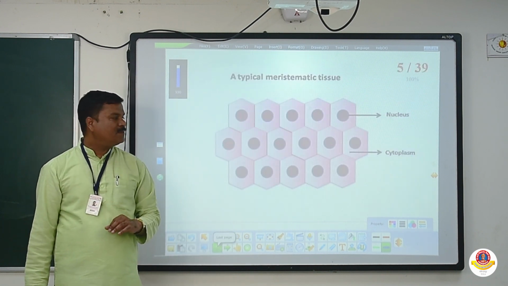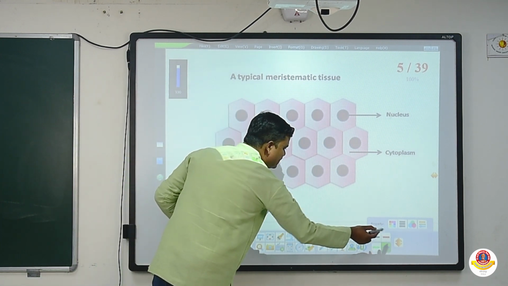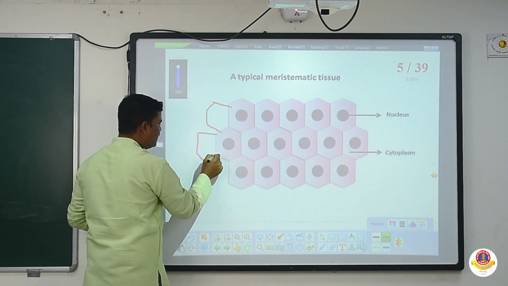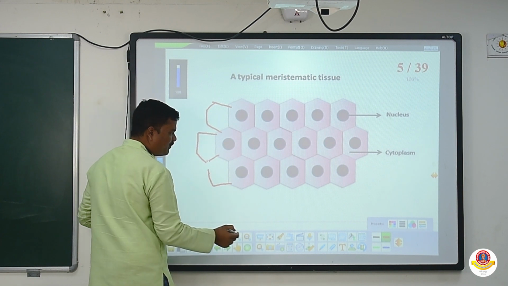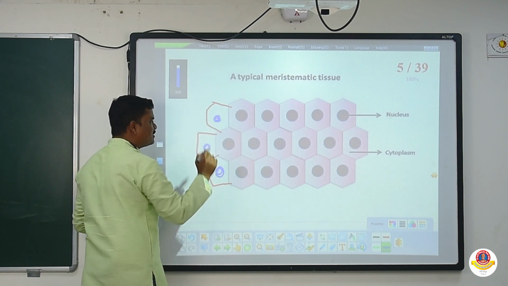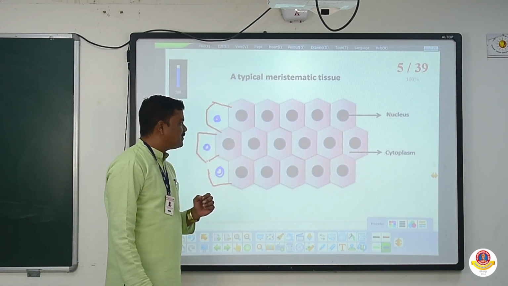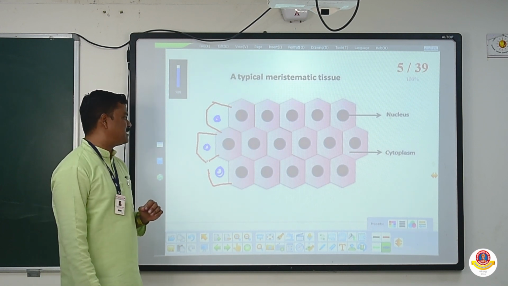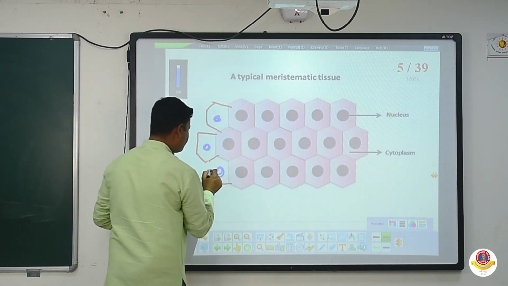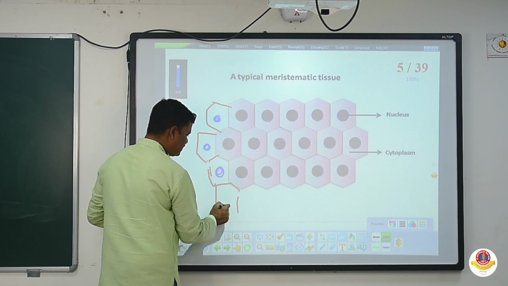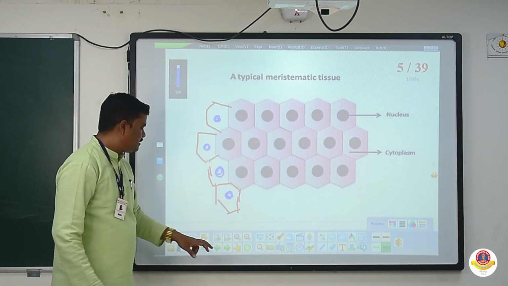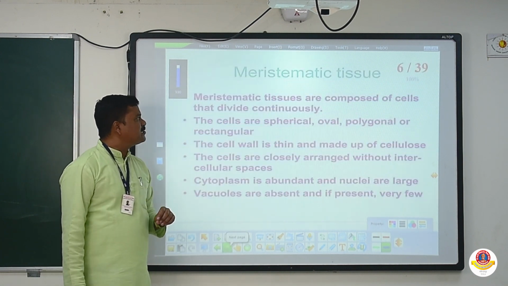So this is a typical diagram of meristematic cells. As you can see here, the shape of the cells is rectangular, polygonal or isodiametric, with dense nucleus and dense cytoplasm. In exams, there is a question: describe the different characteristics of meristematic cells or tissue. So you have to draw the diagram and describe it. It is easy to draw. You can draw like this, and you can show the nucleus here. So these are the characteristics of meristematic tissue.